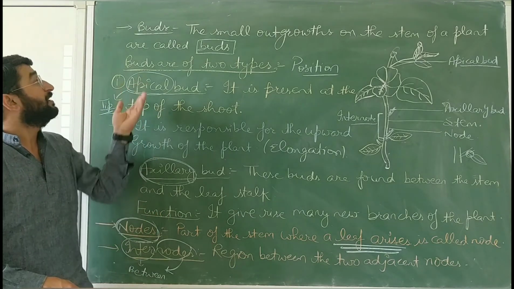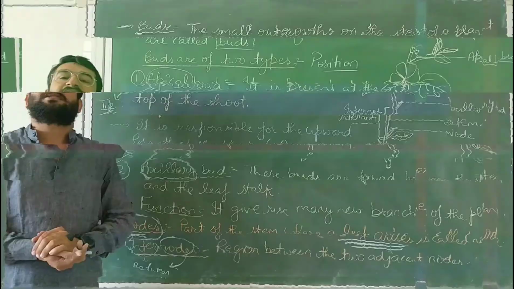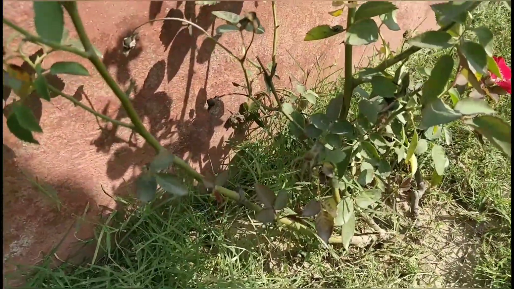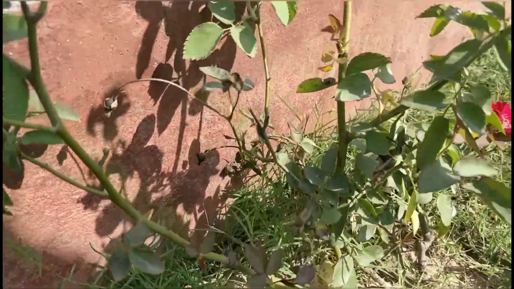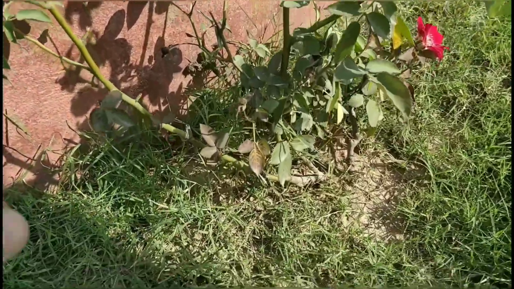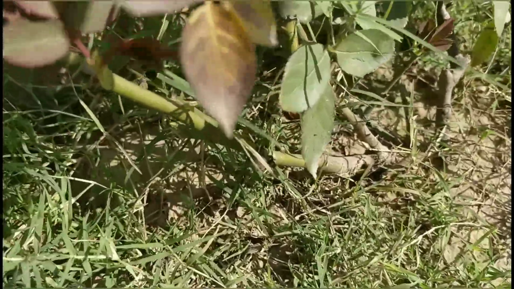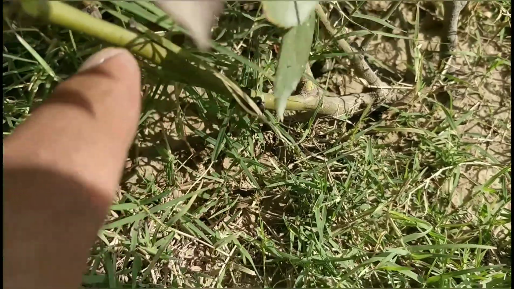So these are the parts present over the stem. I'll show you the parts of the stem which we had discussed. This is a rose plant, beta. This is a rose plant. It has a main stem. This is the main stem.